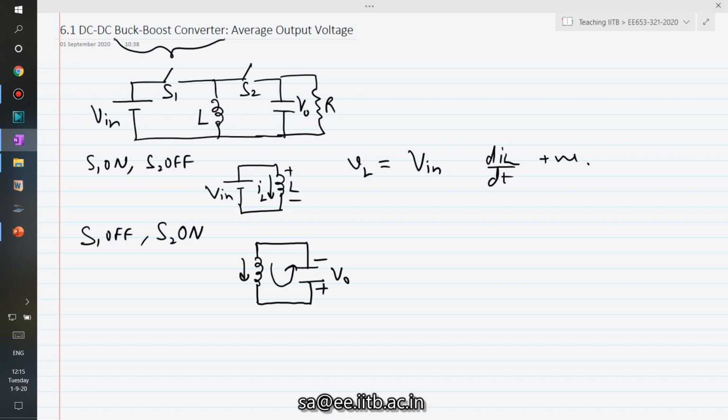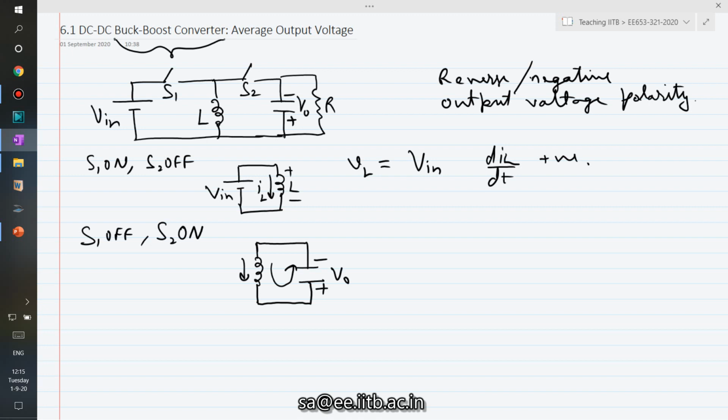Right. So this is one of the key differences between the converters which we have seen till now: in the buck boost converter, the output voltage polarity is negative. So it has reverse or negative output voltage polarity, right?